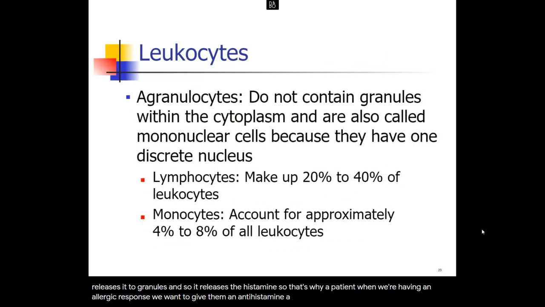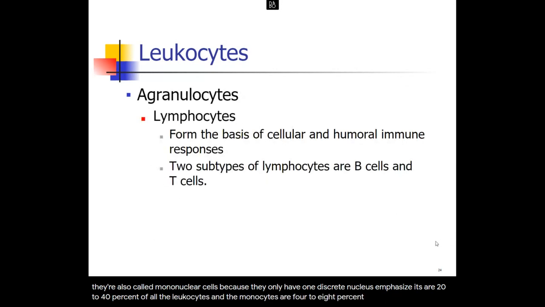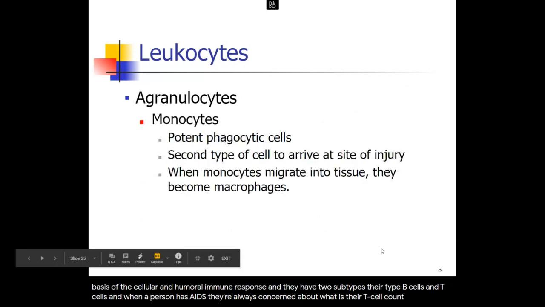Agranulocytes. Lymphocytes don't have the granules, and so they're also called mononuclear cells because they only have one discrete nucleus. Lymphocytes are 20 to 40% of all the leukocytes, and the monocytes are 4 to 8%. Lymphocytes are the basis of the cellular humoral immune response, and they have two subtypes. They're type B cells and T cells. And when a person has AIDS, they're always concerned about what is their T cell count.